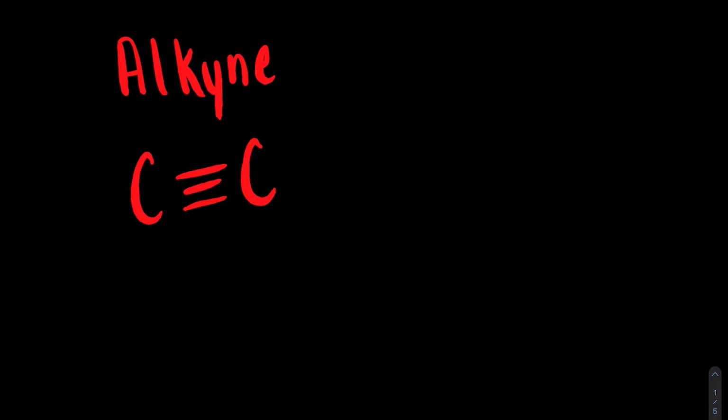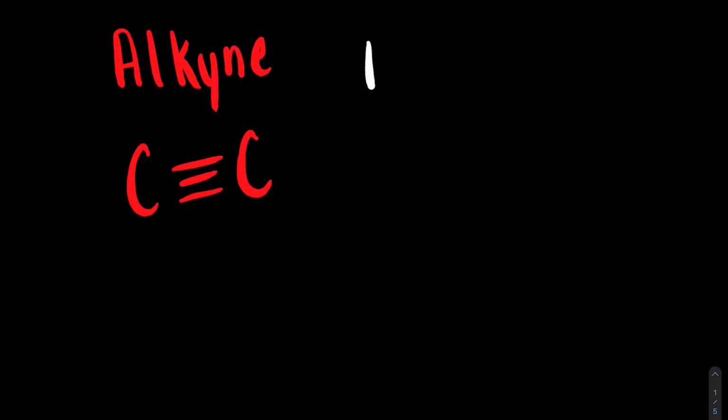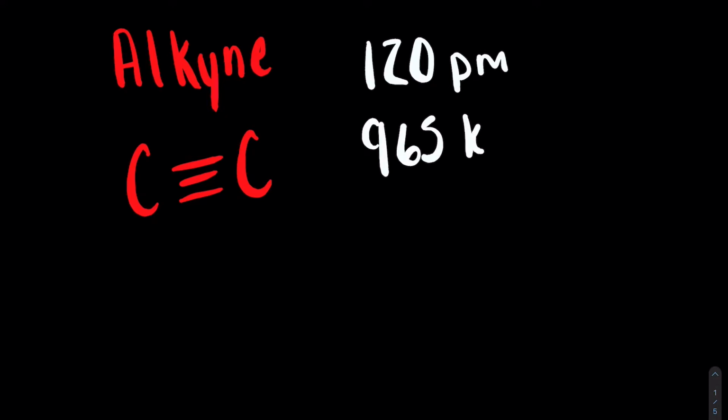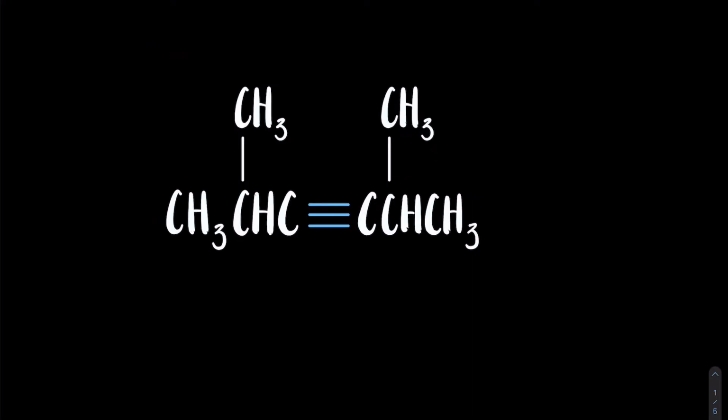The length of one carbon-to-carbon triple bond is 120 picometers. The strength is approximately 965 kilojoules per mole. This makes it the shortest and strongest known carbon-to-carbon bond. Alkyne nomenclature follows the general rules for hydrocarbons that we've discussed in previous videos. The suffix "-yne" is used, and the position of the triple bond is indicated by giving the number of the first alkyne carbon in the chain.